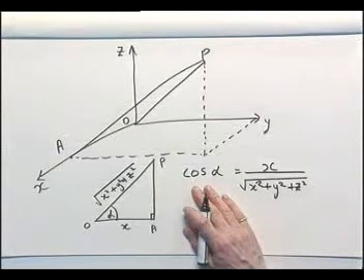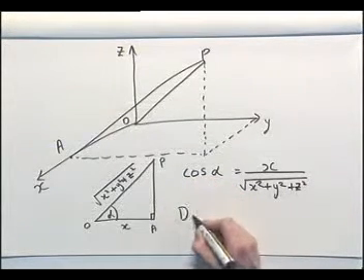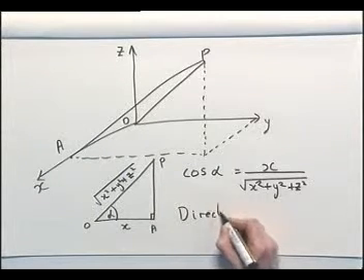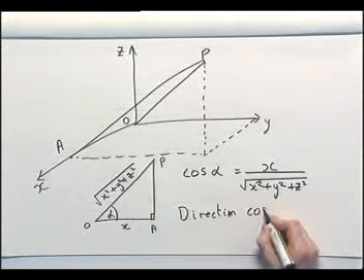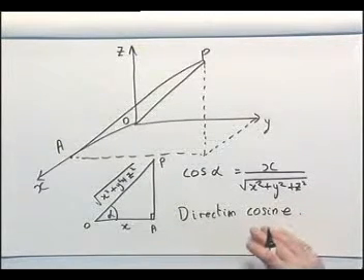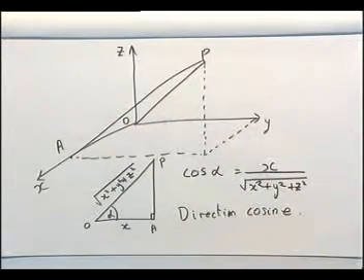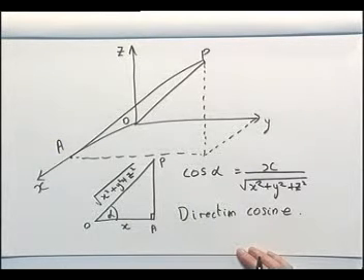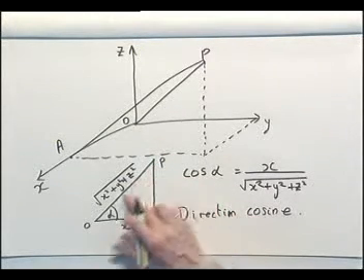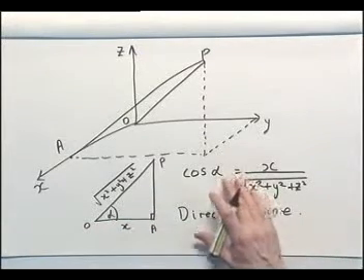Why have we chosen this? Well, cos alpha is what is known as a direction cosine, because it is the cosine of an angle that in some way helps to specify the direction of P. And alpha is the angle that OP makes with the x-axis. So of course what we can do for the x-axis, we can do for the y-axis and for the z-axis.